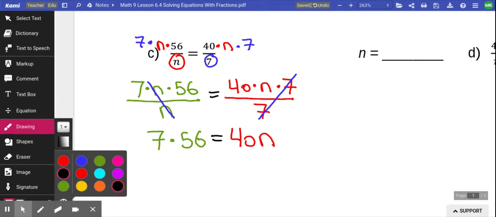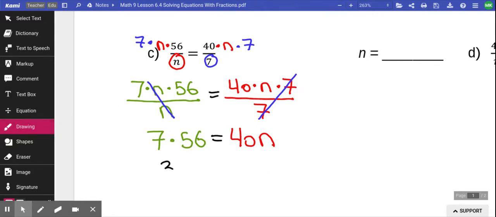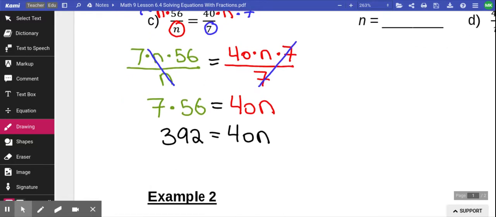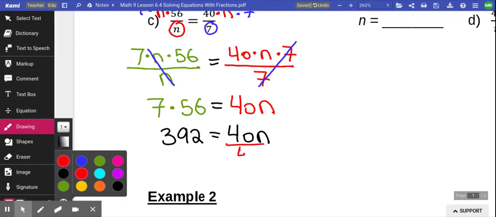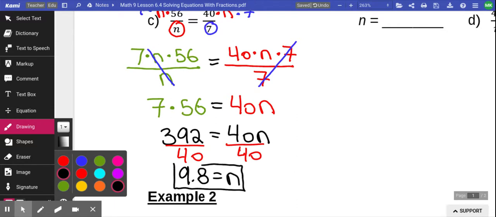Perfect. On the left-hand side, 7 times 56 is 392. On the right-hand side, we still have 40n. To solve for this, I need to divide both sides by 40. If you do that, I think you're going to get a decimal. Yeah, you get 9.8 equals n. And that would be your solution.